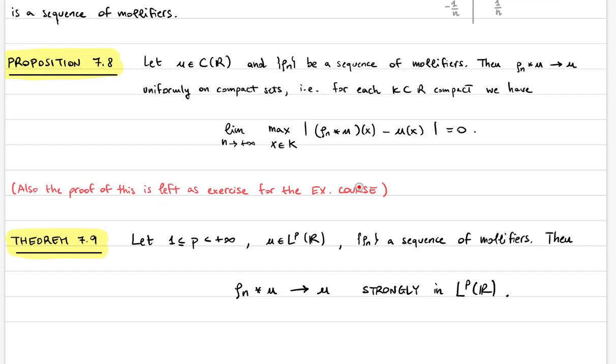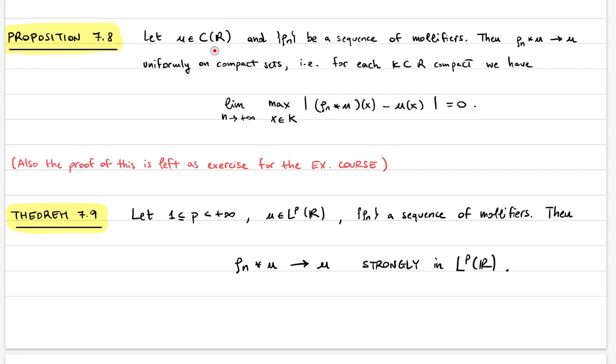Proposition: if you have a continuous function U and rho n is a sequence of mollifiers, then the convolution between the two, rho n convolved with U, is converging to U uniformly on compact sets as n goes to plus infinity. This means that for each compact set fixed in R, if you look at the maximum for x in the compact set of the absolute value of rho n convolved with U evaluated at x minus U evaluated at x, then the limit of this quantity has to go to 0.